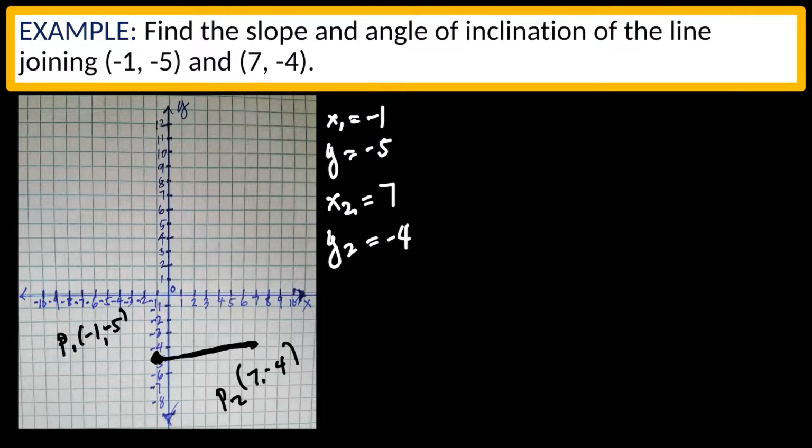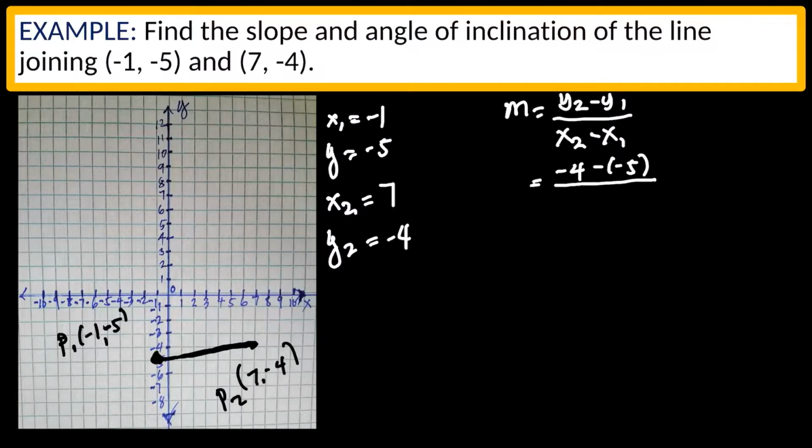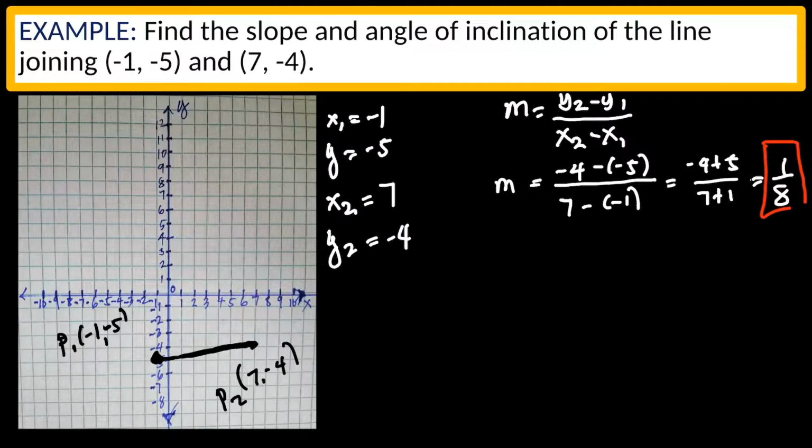All right, now the formula for slope is again y sub 2 minus y sub 1 over x sub 2 minus x sub 1. Right, and we know that y sub 2 is -4 minus -5, right? And this will give us 7 minus -1. Okay, and so this will be -4 plus 5, and this will be 7 plus 1, or 1/8. So that's our slope. Okay, so let's box it.